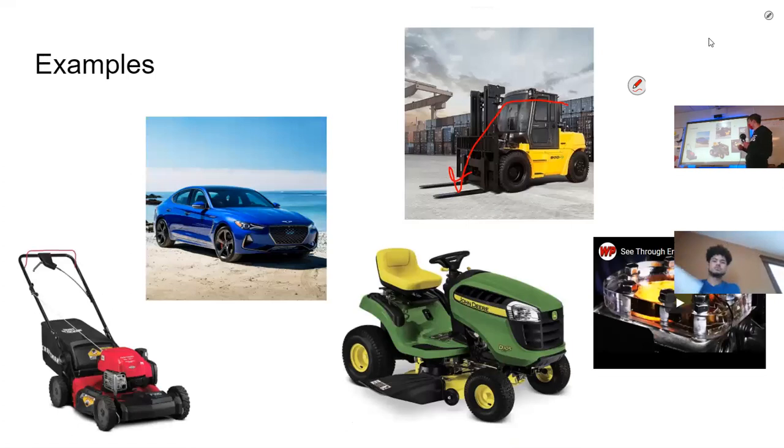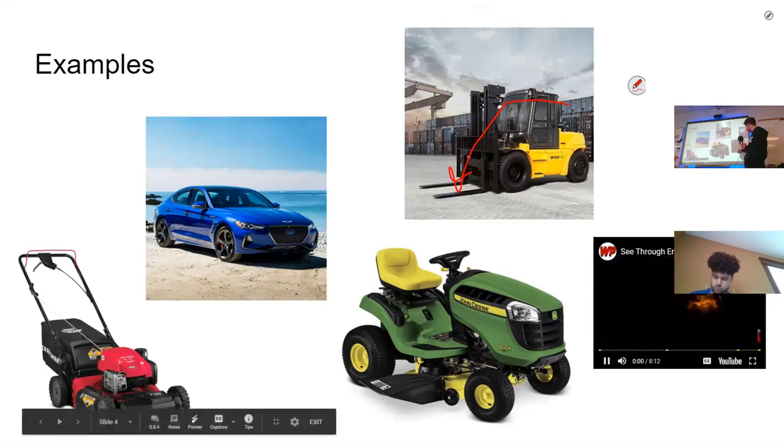These are a bunch of examples. 4-stroke engines are really common. They are found in most vehicles today, so most cars will have them. Things like lawnmowers and tractors will use them. Even things like forklifts. And I've got a video showing how fast they move.